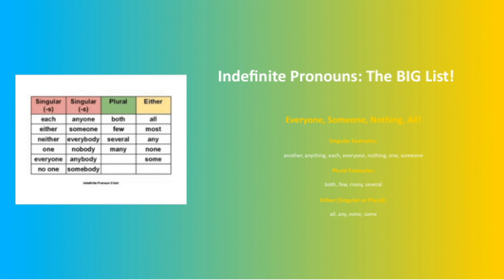For singular examples, you'll notice everyone, someone, nothing, and all. These are singular in form but refer to larger groups or indefinite ideas, helping us create more flexible and inclusive sentences. Finally, I want to highlight that these indefinite pronouns form a big, important list in English. They are essential because they allow us to speak about people, objects, or ideas without being too specific, making our language more fluid and adaptable. Understanding how to use them correctly really enriches our communication, especially when discussing quantities and general references.